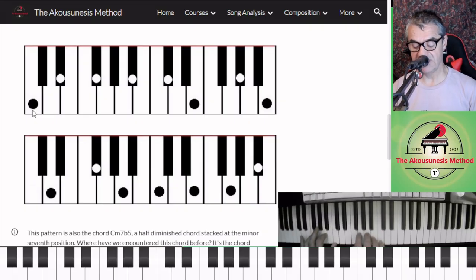Where's your fifth? There's your fifth. No, it's not a fourth. There's your fourth. That's a sharp fifth, right? Because there's your fifth, right? There's your fourth.